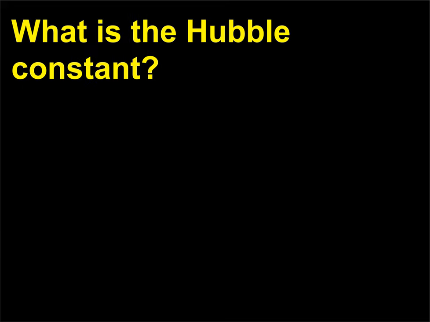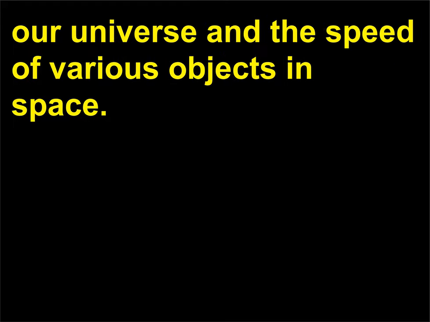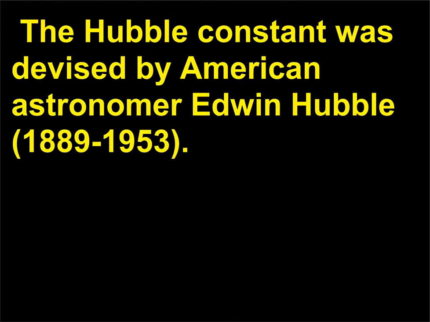What is the Hubble constant? Astronomers have always been interested in the age of our universe and the speed of various objects in space. The Hubble constant was devised by American astronomer Edwin Hubble, 1889-1953.